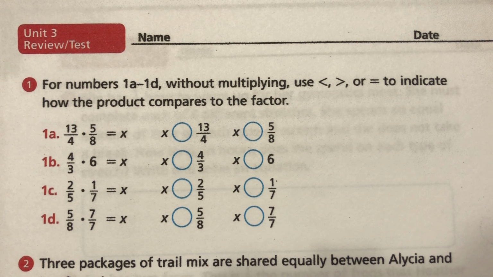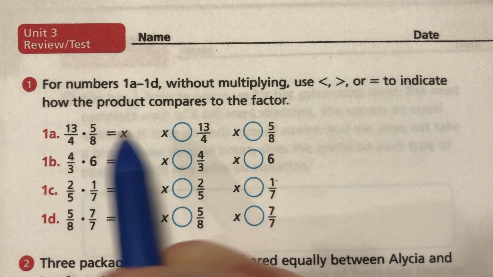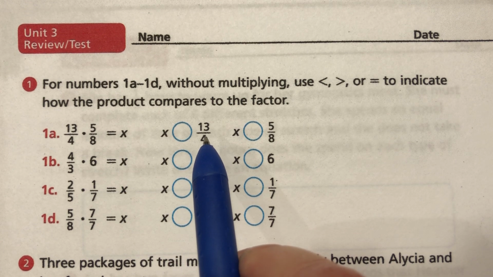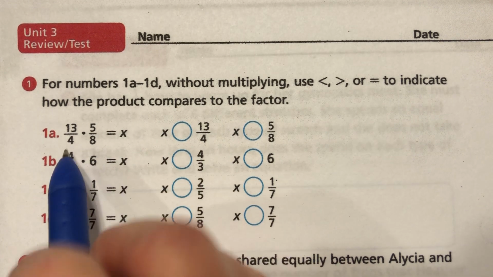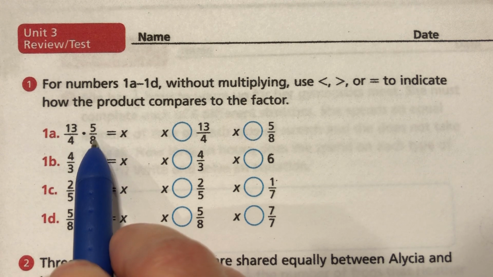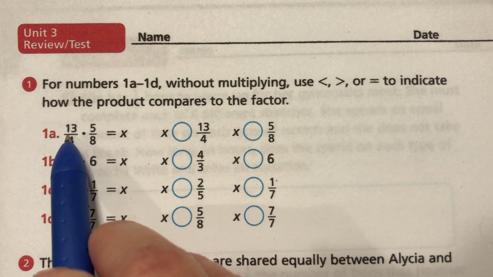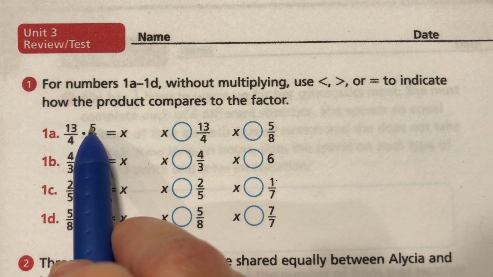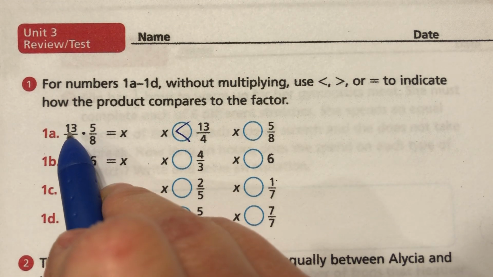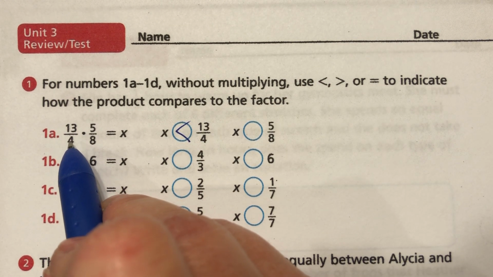So let's use that. So it wants to know, is your answer, x, gonna be greater than, less than, or equal to 13/4? Well, I'm looking at this, and 13/4 is being multiplied by 5/8, and 5/8 is less than 1. So when you multiply a number by something less than 1, it ends up being less than what you started with, less than that factor.